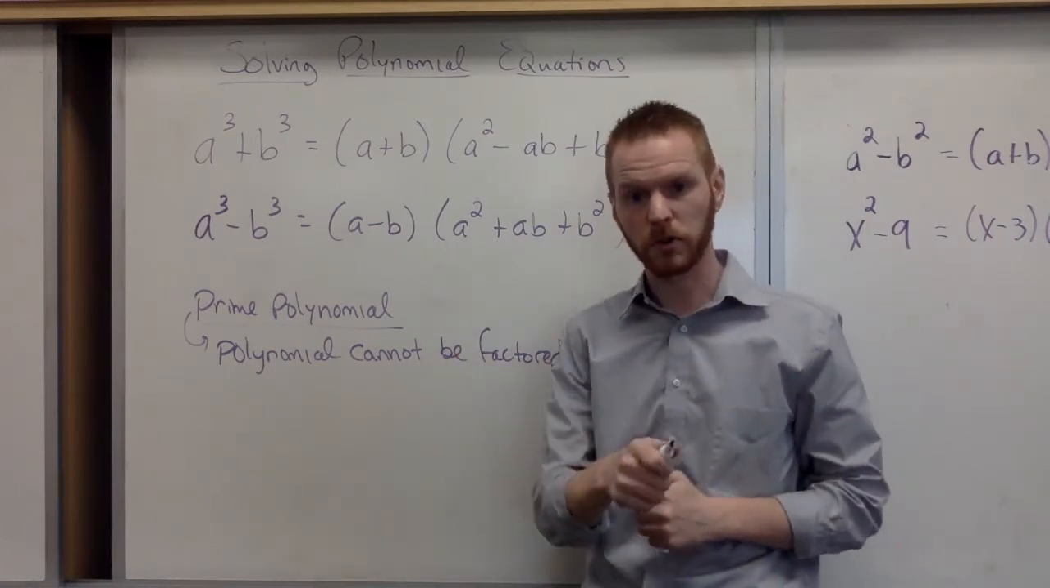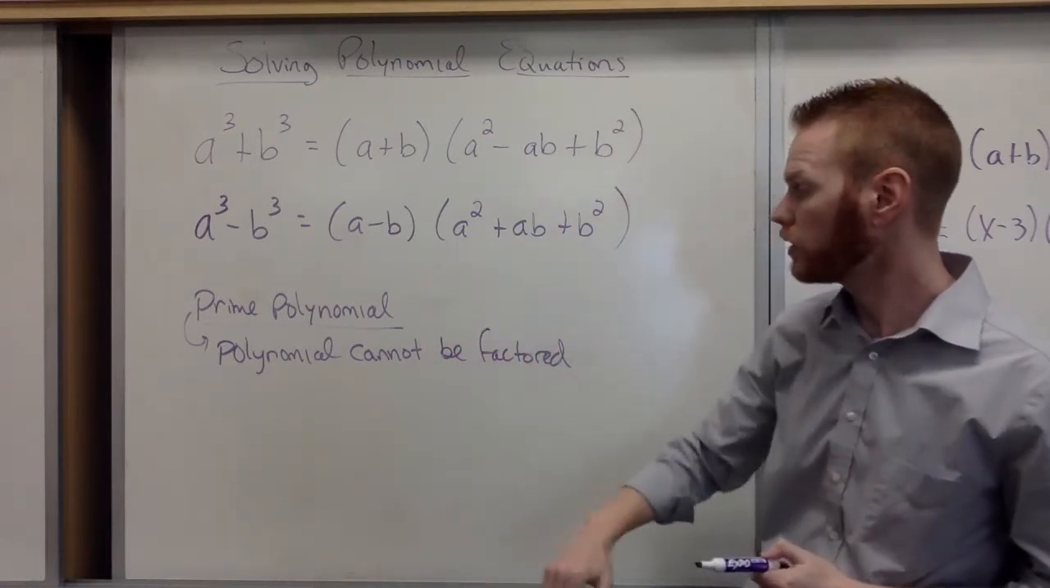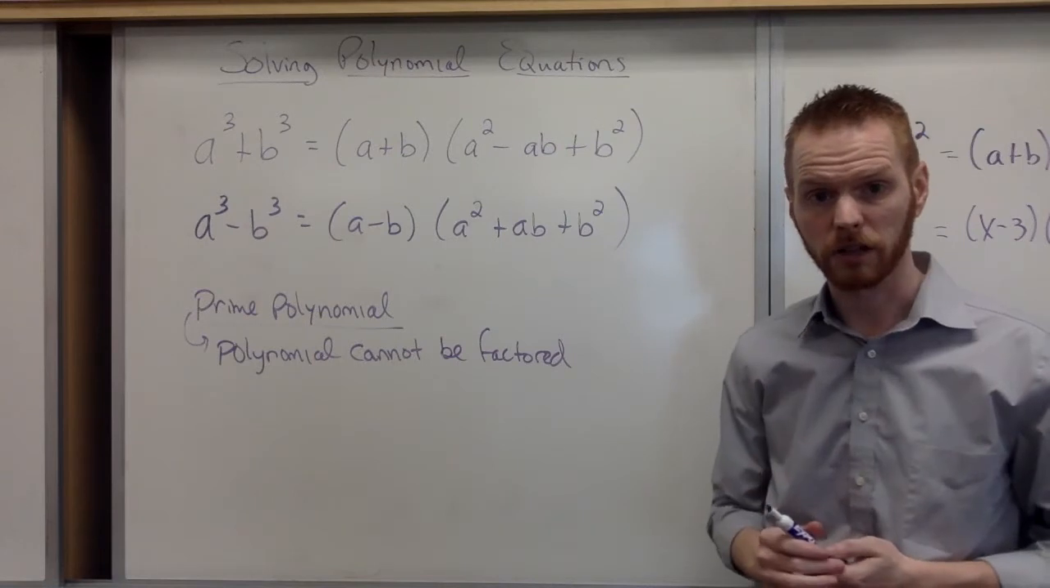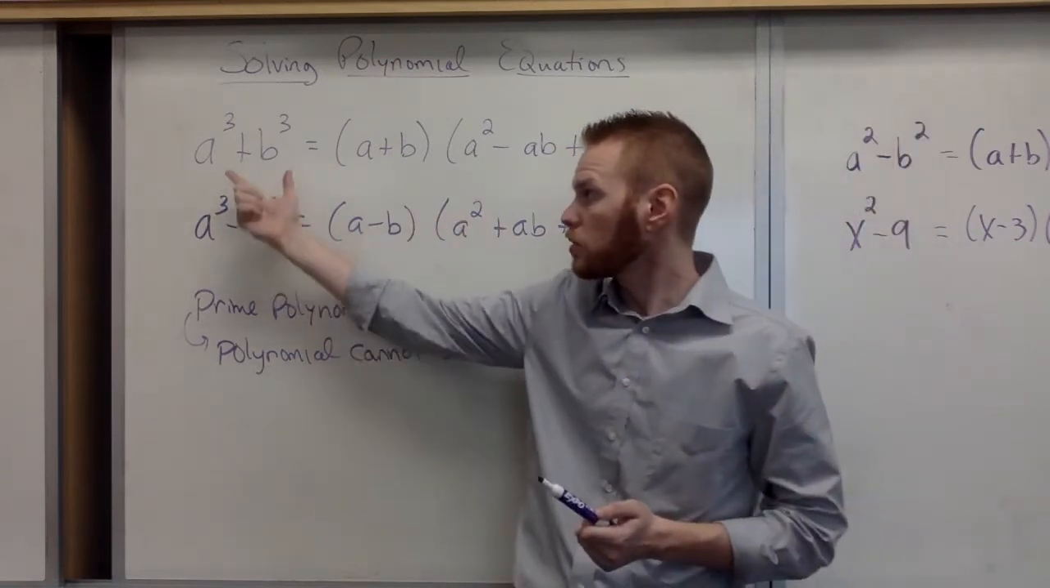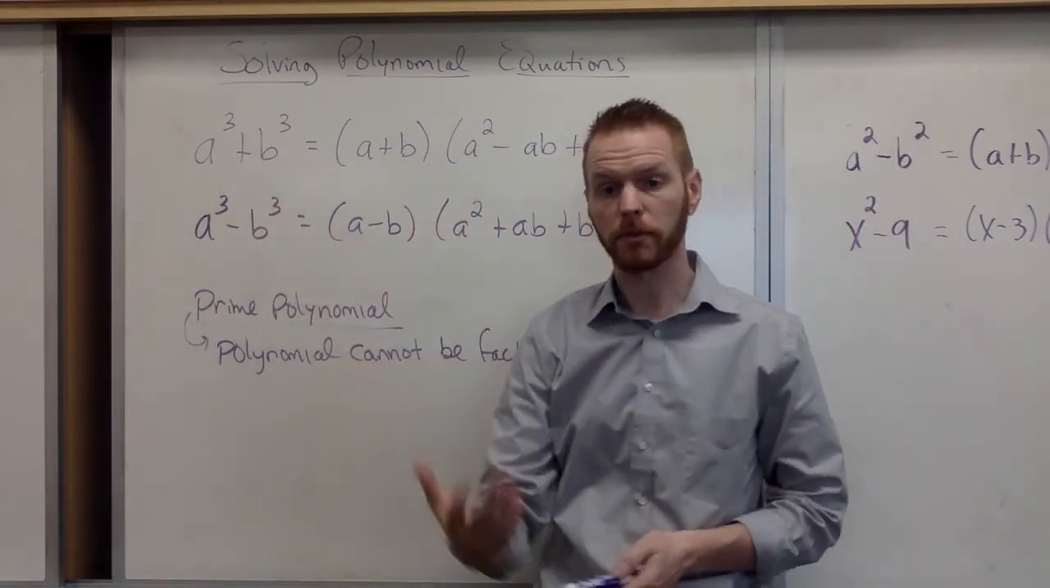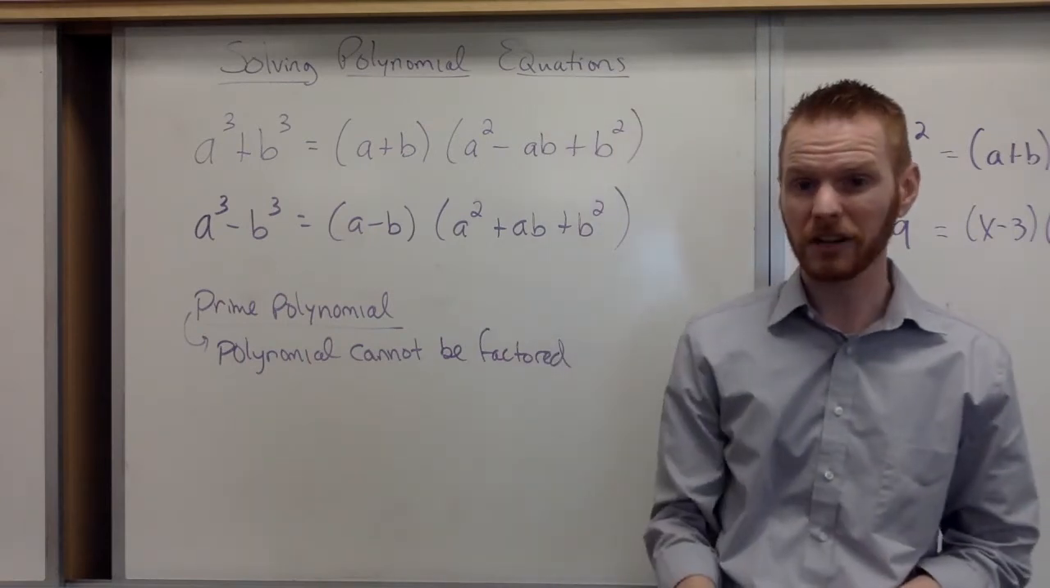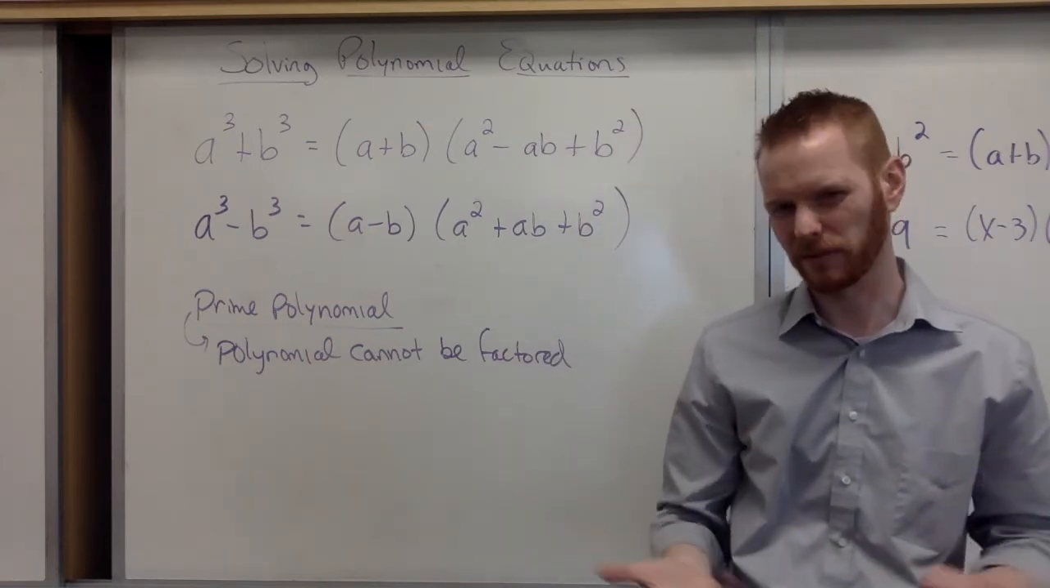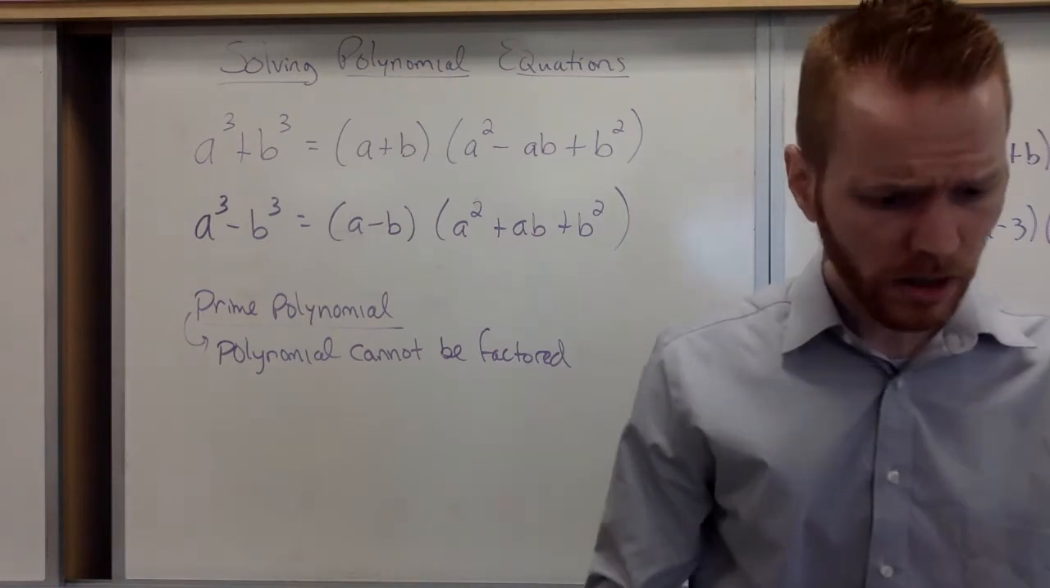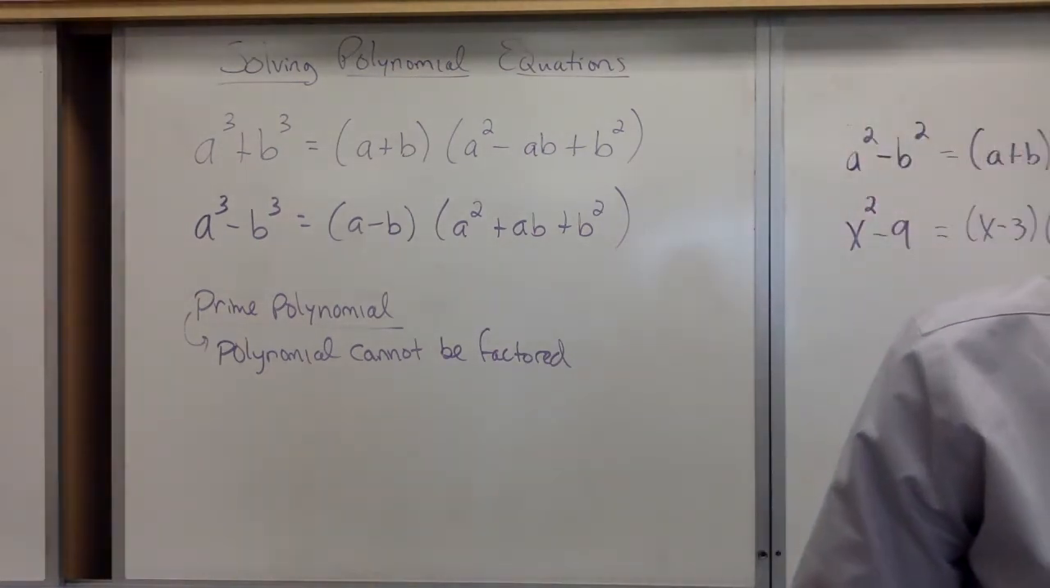One final note before we jump into an example. A prime polynomial is a polynomial that cannot be factored. So in other words, if I get to one of these and I can't factor it, we call it prime. Doesn't mean there isn't an answer or anything to that. It just means I can't factor it, unfortunately, okay? So let's go ahead and jump into an example.